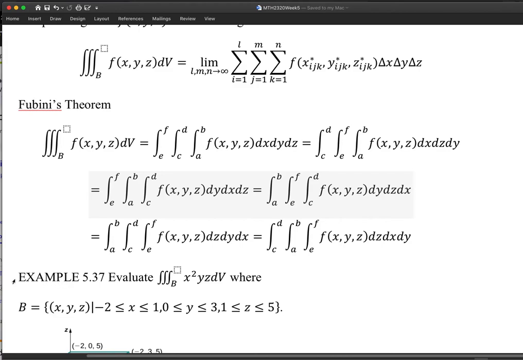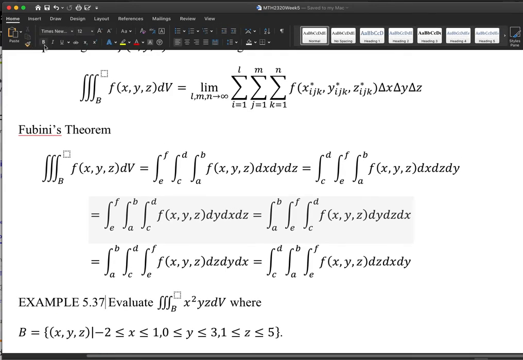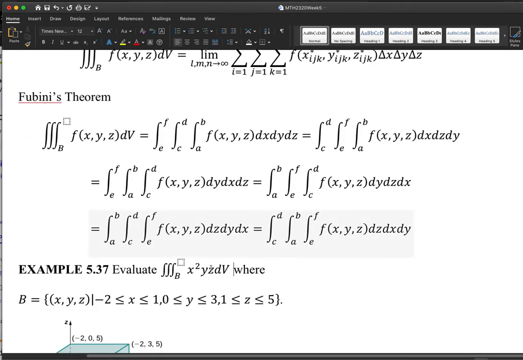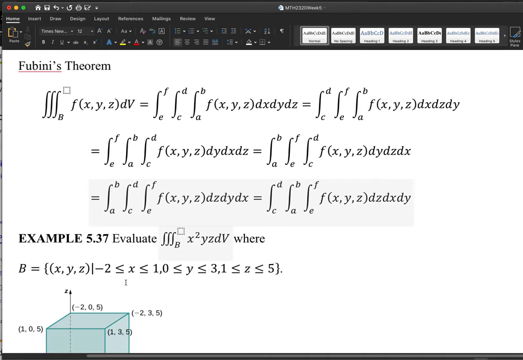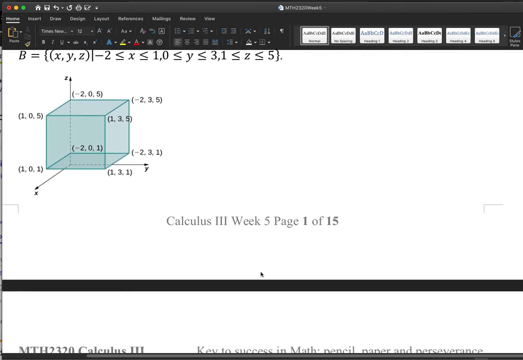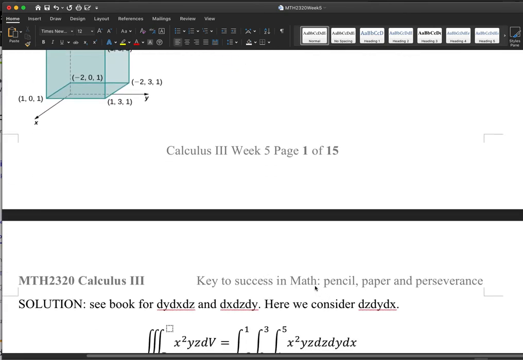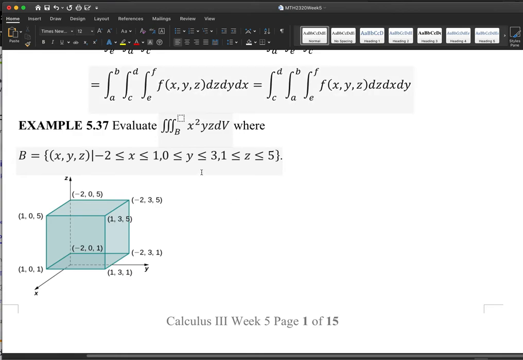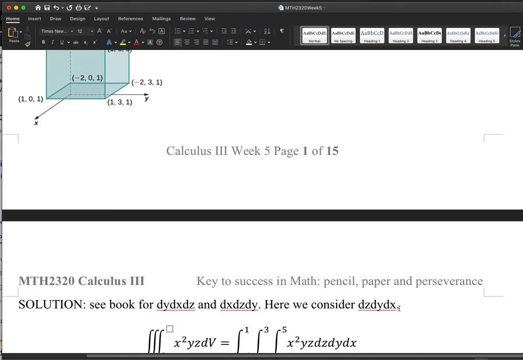Let's do one example quickly. This is an example I took from the textbook, and what we need to do is evaluate a triple integral over a rectangular solid. The function is x squared y z dV, with x running from -2 to 1, y running from 0 to 3, and z from 1 to 5. What I did was consider this triple integral in the order of dz, dy, dx.